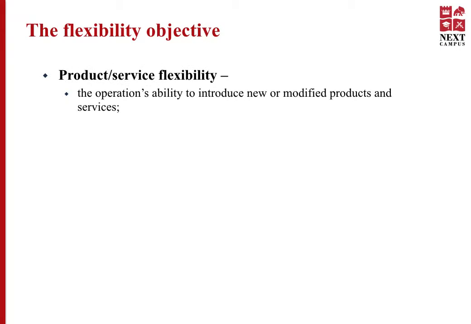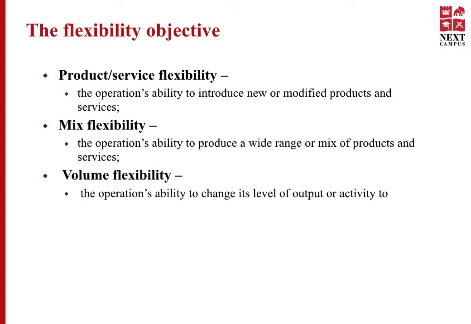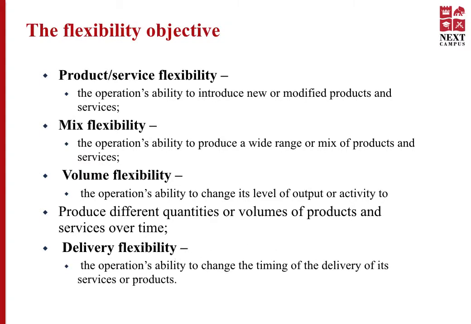Let's look at product service flexibility, the operation's ability to introduce new or modified products and services quickly. Mix flexibility would mean the operation's ability to produce a wide range or mix of products and services. Volume flexibility would mean the operation's ability to change its level of output or activity to produce different quantities or volumes of products and services over time. Then you've got the delivery flexibility, being the operation's ability to change the timing of the delivery of its services or products.